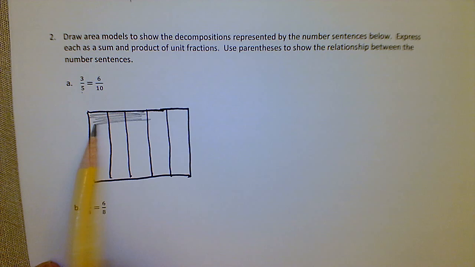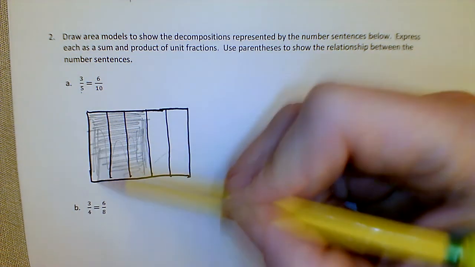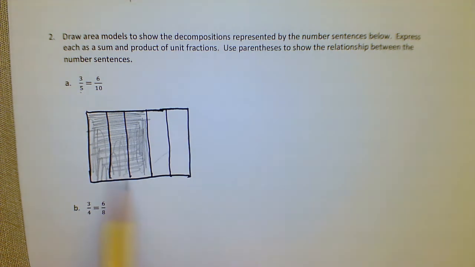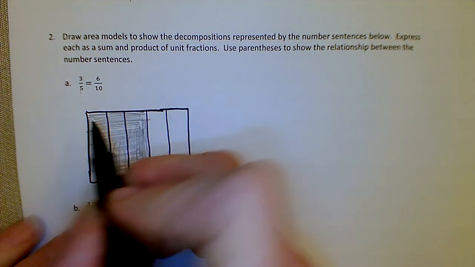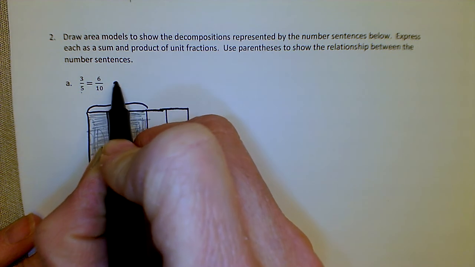So I'm going to go ahead and shade in the first 3 pieces. And try and do a good job, a reasonably good job. All right, so I have just modeled 3/5. I'm going to go ahead and bracket that off.